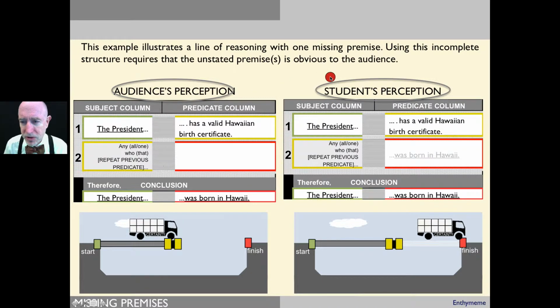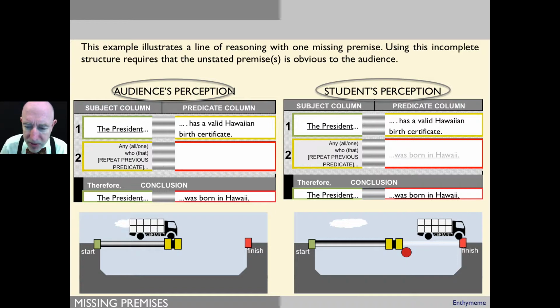But the student, or the person creating the argument, in their eyes, premise number one is the president has a valid Hawaiian birth certificate. And in their thinking, even though they're not explicitly stating it, to them it's obvious that there is a second premise. Anyone who has a valid Hawaiian birth certificate was born in Hawaii. Therefore, the president was born in Hawaii. So in their mind's eye, at least, the student perceives that this second premise is explicit and obvious.